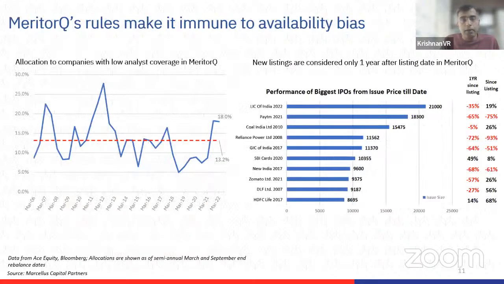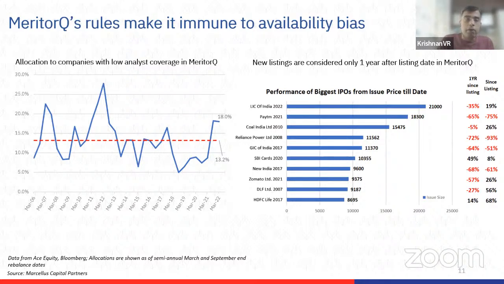And coming to maybe one more additional point on how this makes sense for MeritorQ. In fact, when we went back, we looked at the MeritorQ model portfolio. We looked at the allocation of companies with respect to analyst coverage, right? Analyst coverage could be one barometer of information availability. The more sell side analysts cover a particular company, the more you can say it is well followed, and more information is available about that company generally in the market, right?